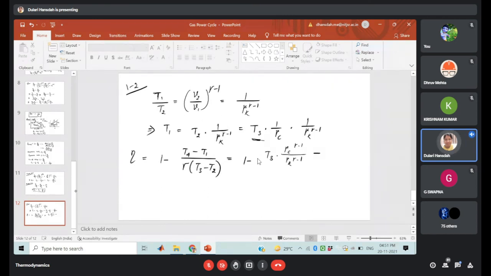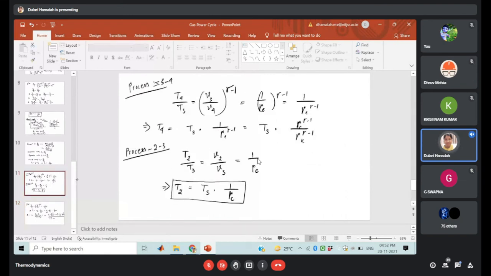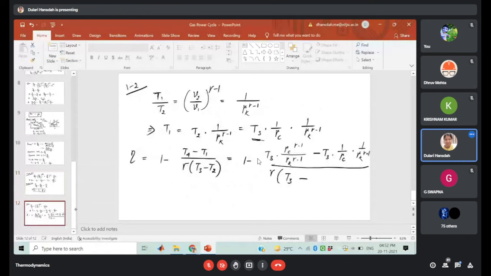Then I can write T1 temperature. So in place of the T1 temperature, I can write this relation. This will be T3 into 1 upon Rc into 1 upon Rk to the power gamma minus 1, right? So then whole divided by, this will be the gamma, it will remain like this. And T3, as I am taking the constant temperature of the gases, T3 will remain as it is. In place of the T2, I can write this relation. This is T3 into 1 upon Rc. So all the T3 will get cancelled.